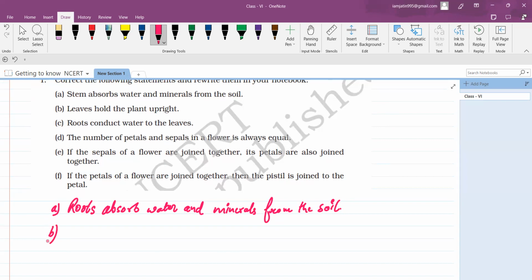Okay. Next is the B part. Leaves hold the plant upright. It's incorrect. The stem holds the plant upright. So we will rewrite the statement: the stem holds the plant upright.